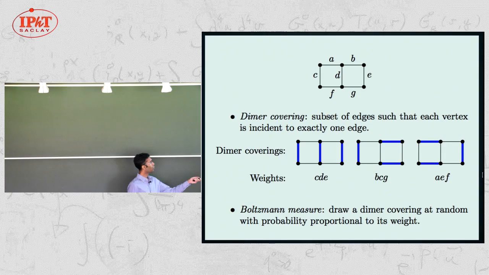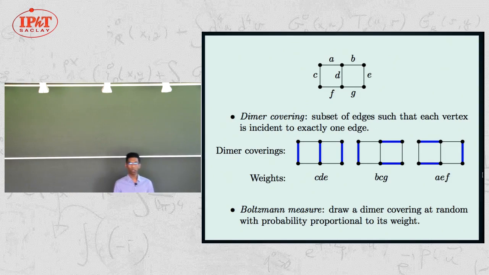And we define the weight of a dimer covering to be the product of the weights of the dimers. For example, here, the weight of this dimer covering is C times D times E. And we use these weights to define a Boltzmann probability measure on the set of dimer coverings. We draw a dimer covering at random with probability proportional to its weight. For example, we will get this one with probability CDE divided by the sum of these 3 quantities. And if you take all the edge weights to be equal to 1, you recover the uniform probability measure.